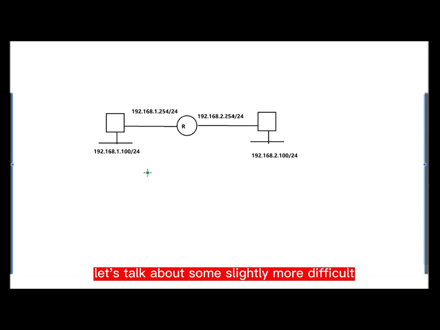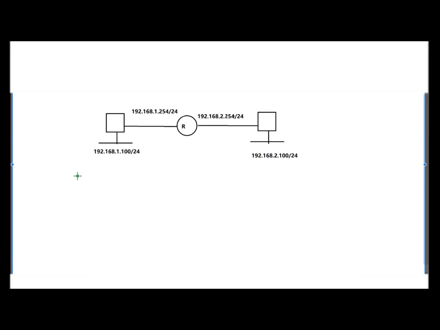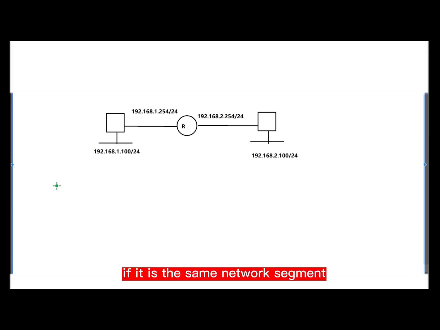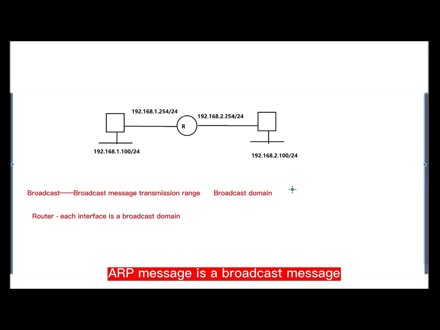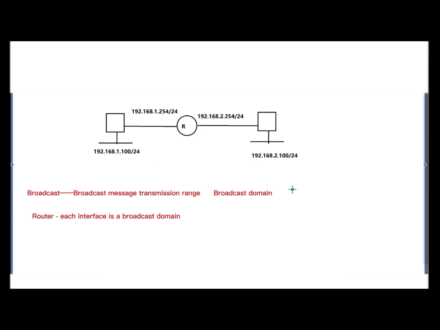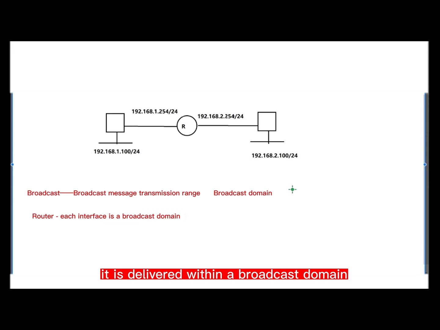Next, let's talk about something slightly more difficult. For the gateway, if it is the same network segment, then communicate directly. If there is no local cache, just request the MAC of the corresponding destination IP. But let's think about a question. What if it is across network segments? The ARP message is a broadcast message. It is delivered within a broadcast domain. The second layer is all F. But for routers, each interface is a broadcast domain.